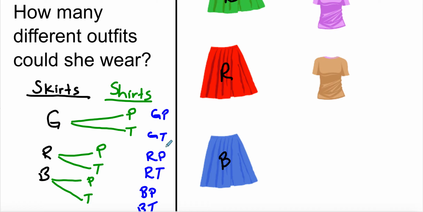I have 6 different outcomes that make up my sample space. So everything in blue here is my sample space. There are 6 different outcomes there. I might say, how many outcomes are there in the event that I wanted a green skirt? Well, there's only 2 options for me to have a green skirt. So that would be a specific event within there.